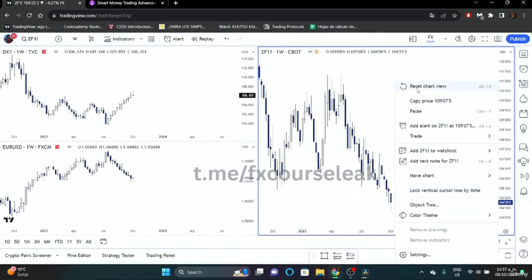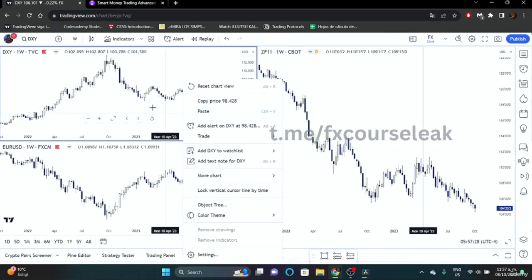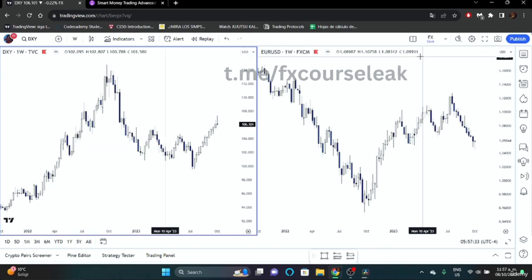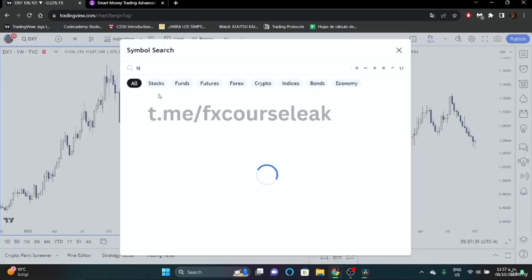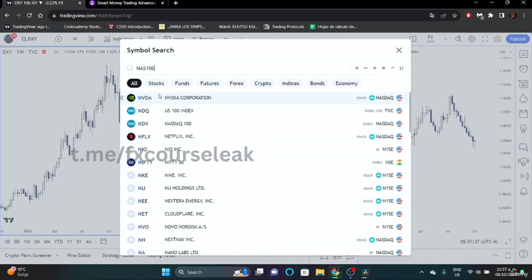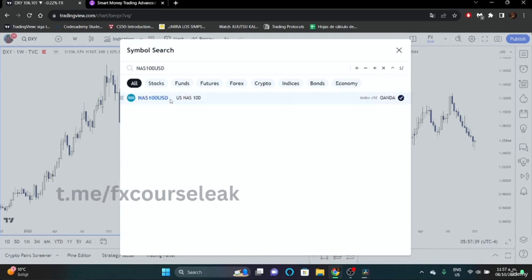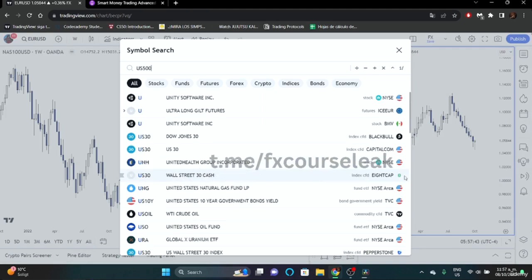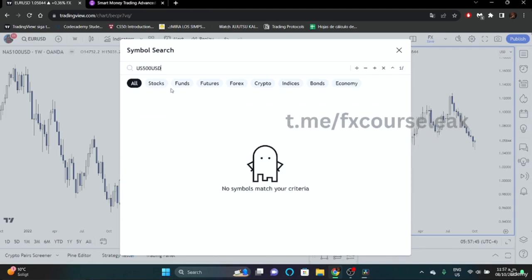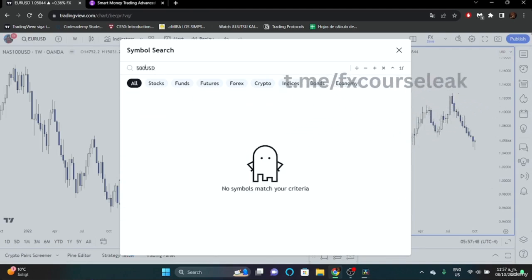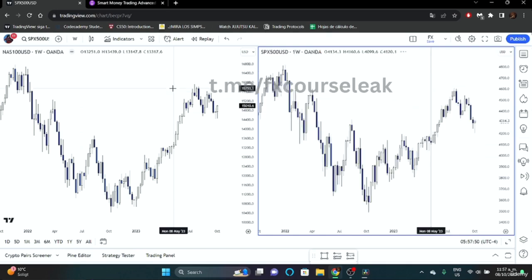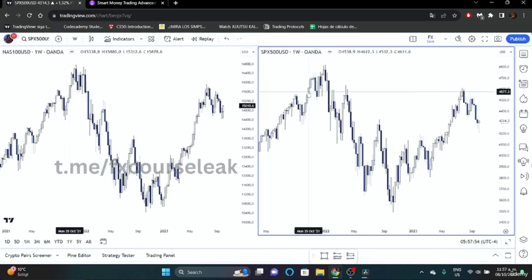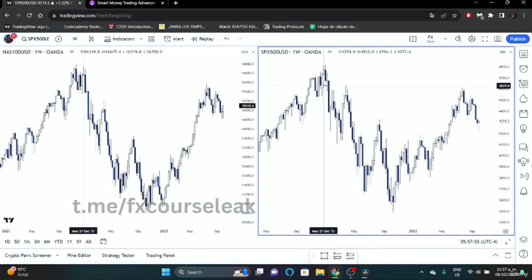So that's it for SMT divergence. You can look for it on any asset. I will show the last, okay? Nasdaq, and this is it. US 500, USD, SPX then. Okay. Oh, ooh la la.